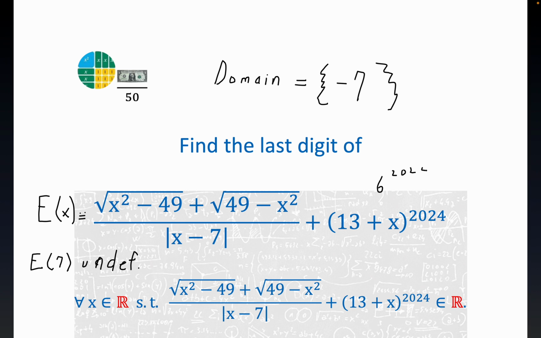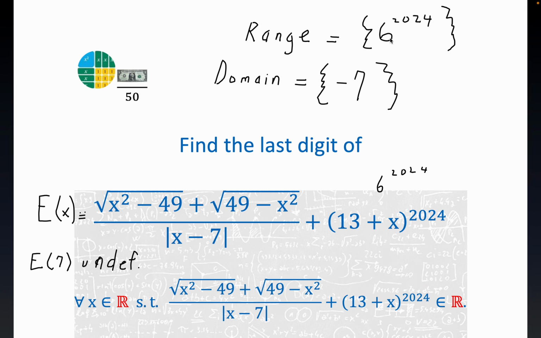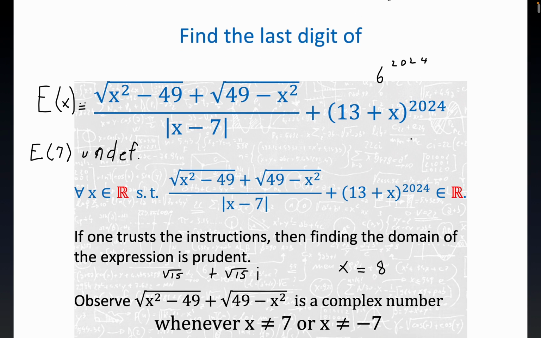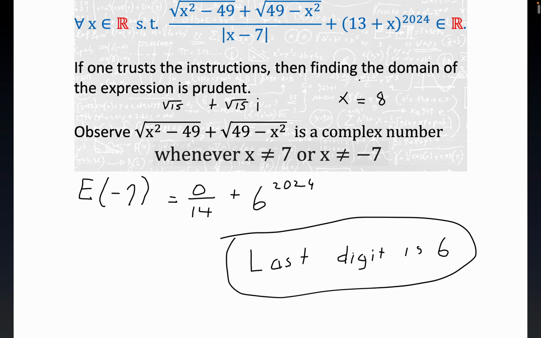Now, again, all you people that love domain and range, the numbers are abundant. The range is also a singleton, which we will certainly write in integer or exponential form. That's 6 to the 2024. Yeah, I don't want it. Unpronounceable number, right? Fairly cool problem. I like that one a lot. And so the last digit, of course, since this is the only element of the range for real values, the last digit is 6. Hope you enjoyed that.